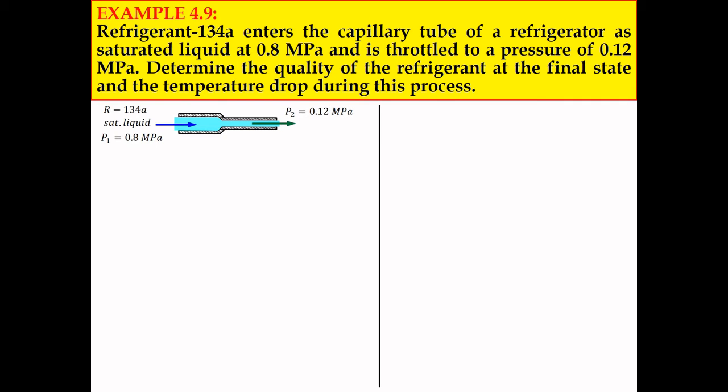Okay, for the outlet condition, P2 equal to 0.12 megapascal, and the question asks you to determine the value of X2, the quality of the refrigerant.